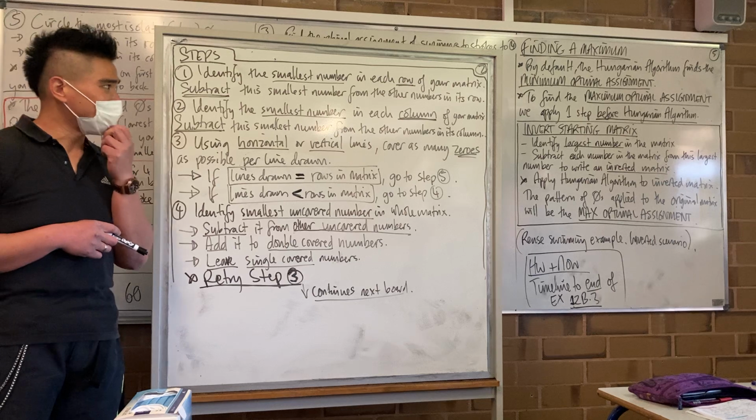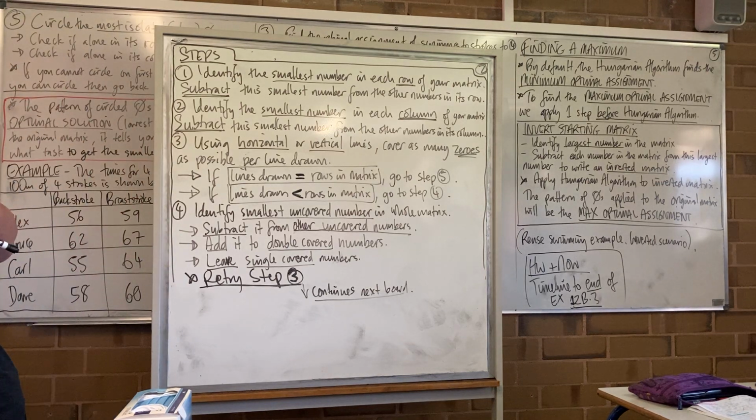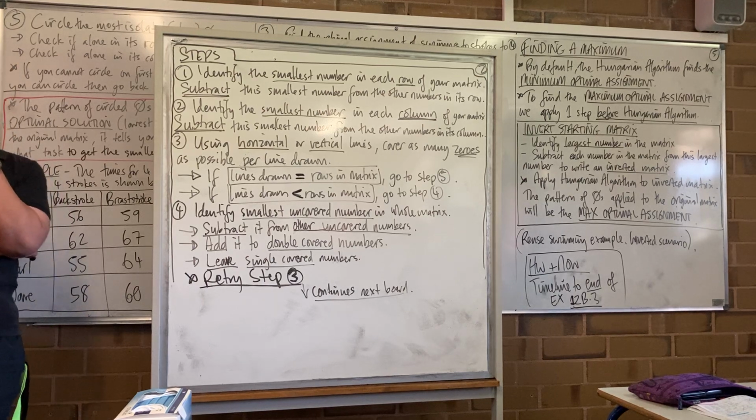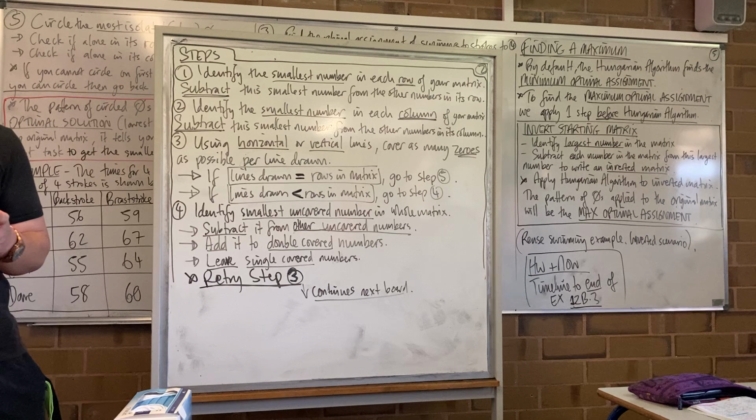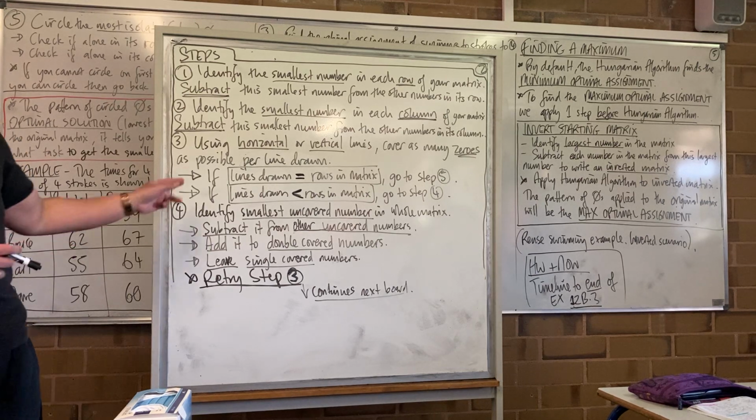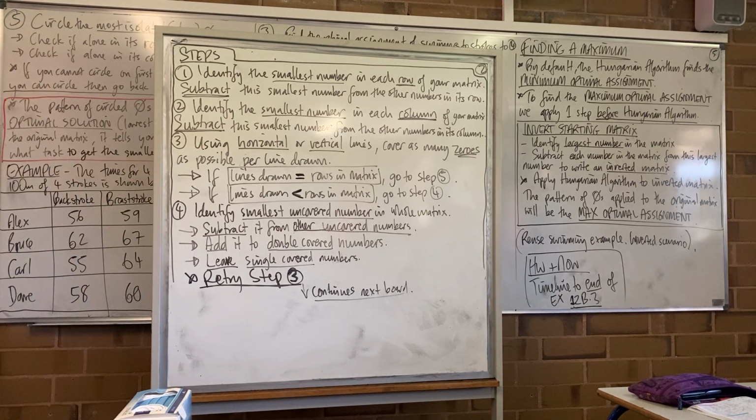So what's your first step? Find the smallest number in each row of your matrix and subtract it from the other numbers in its row. Step 2, you find the smallest number in each column of your matrix. Subtract it from all the numbers in that column.